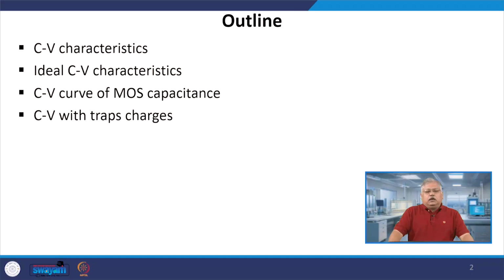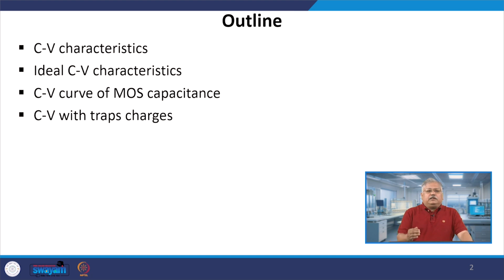What we will be doing is we will be quickly going through the CV characteristics. We will go through the ideal CV characteristics. Then we will take up a MOS capacitance and see how the CV curve behaves under moderate frequency, high frequency and low frequency, and what is the physics behind that. And then we will finally look into the CV characteristics of trap charges.